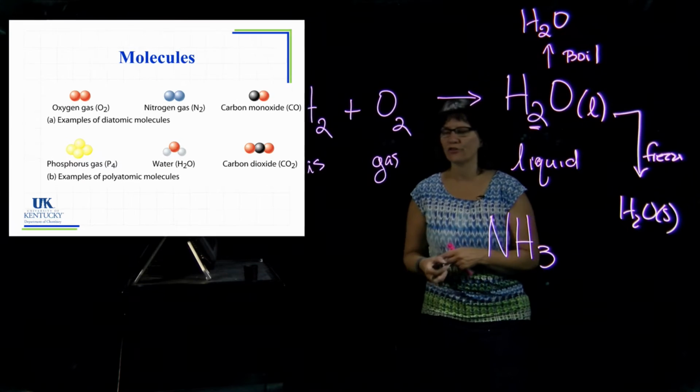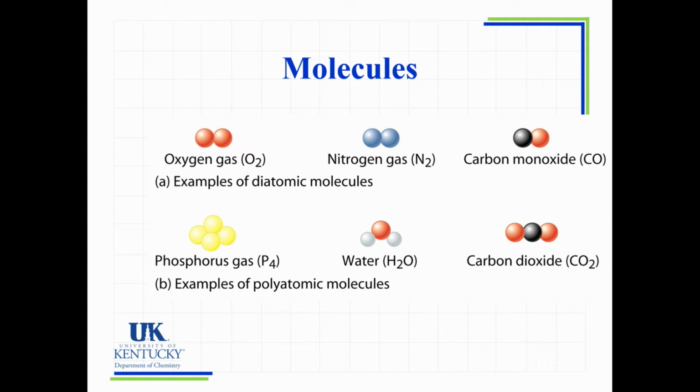So here on the screen, we've got examples of some molecules that are what we call diatomic. What does di mean? It means 2. So it has 2 atoms in it. So we have 2 atoms of oxygen, we have 2 atoms of nitrogen, that's diatomic. Now both of these are examples of elements. This has also got 2 atoms, but is this an element? No, it's a compound. We have more than 1 type of element in it.